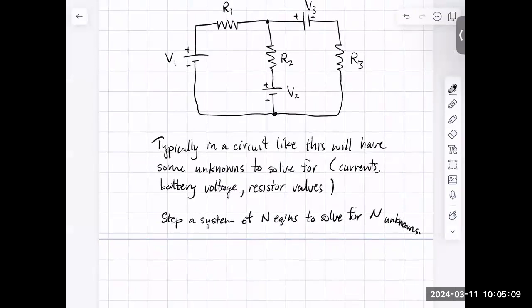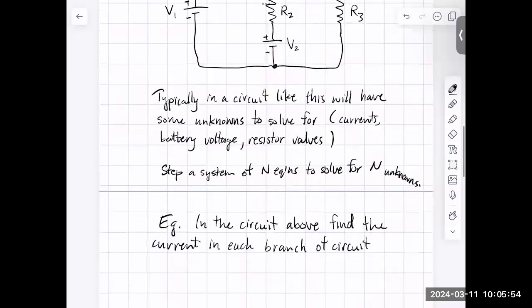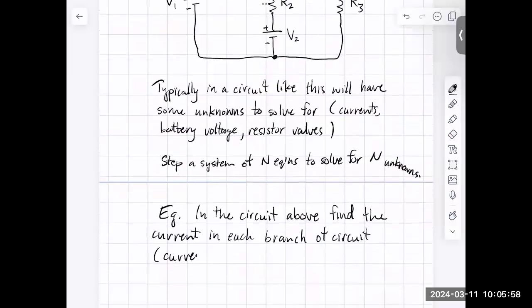Okay, and so let's be specific and do an example. Example: in the circuit above, find the current in each branch of the circuit, or equivalently, the current in each resistor.